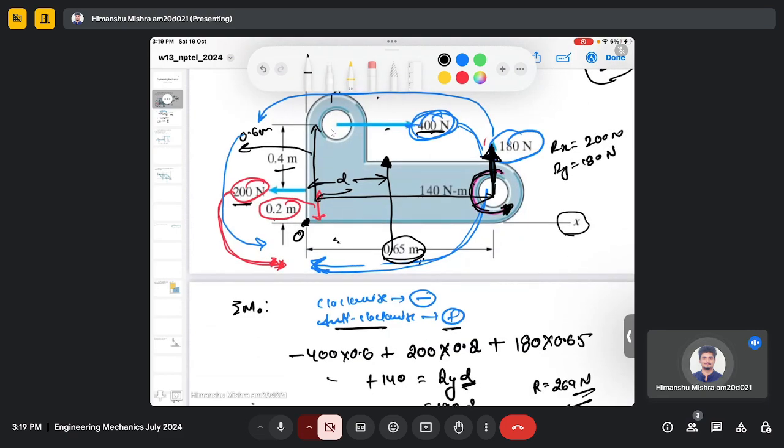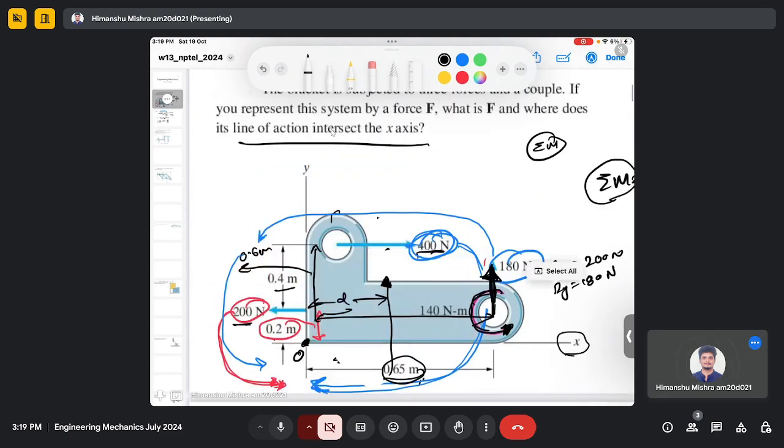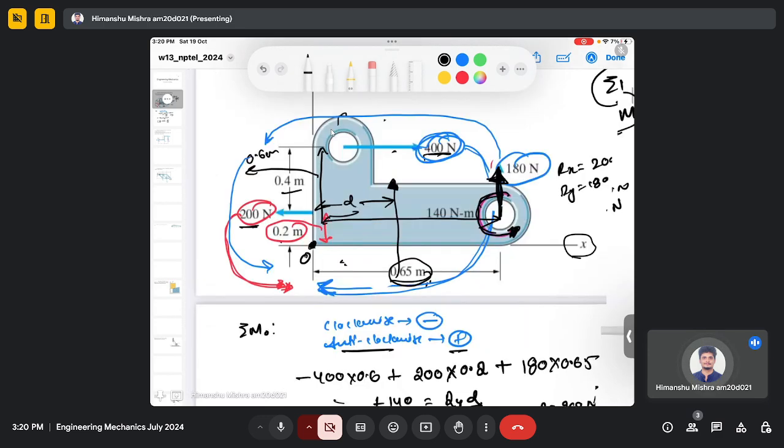So any doubt in this one? If not, then we can move to the next problem.